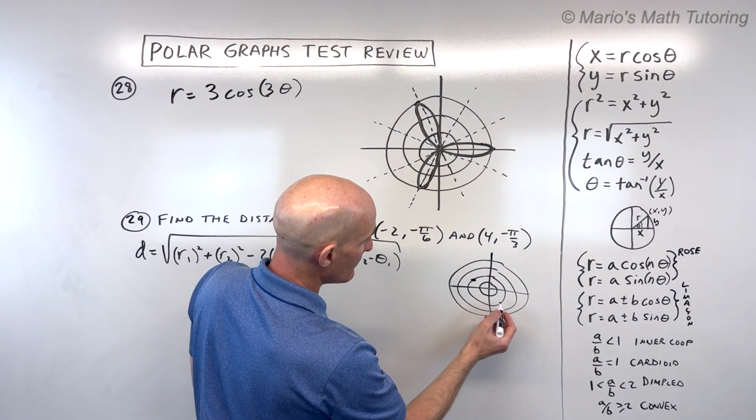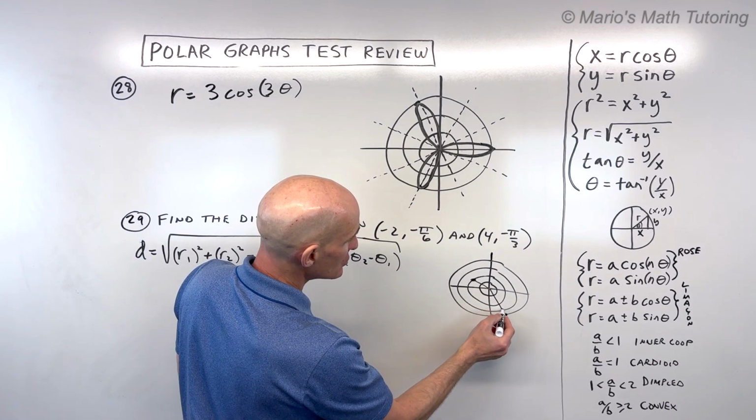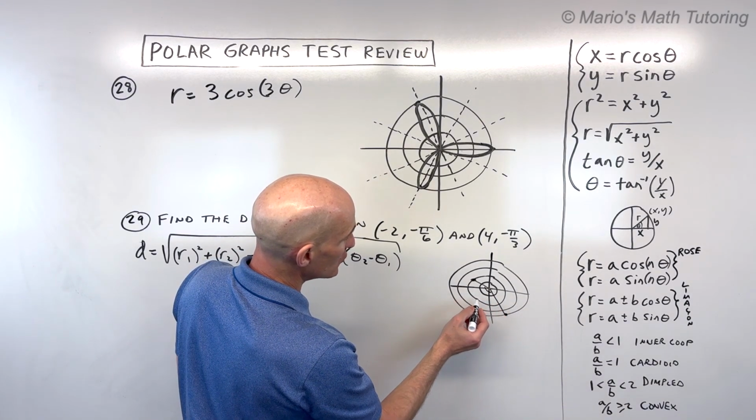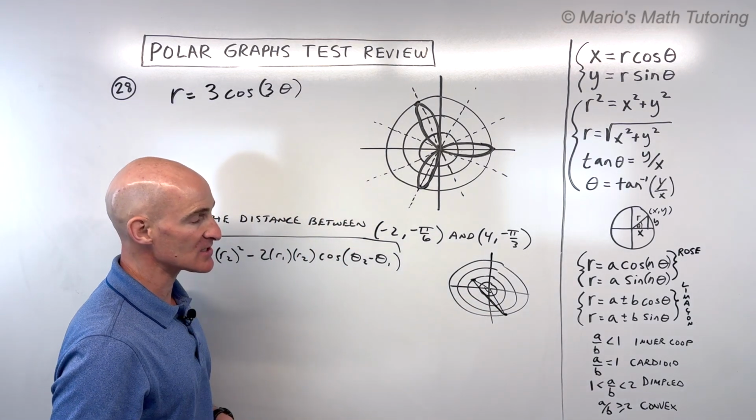Negative pi over 3 is right about here. So kind of think of this as like, here's your r value, here's your r value, here's the angle between those two, and we're trying to find that distance right there, that shortest distance.